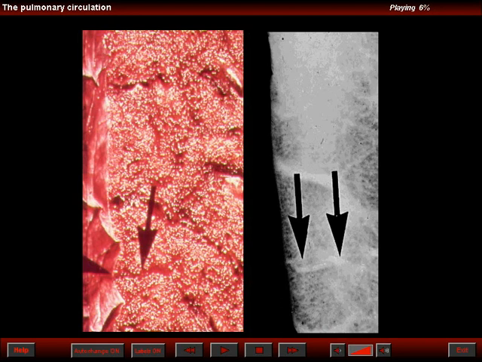This is a specimen to your left and a radiograph of the specimen to your right, indicating with the arrows the walls of the pulmonary secondary lobule. When thickened, they form what has been described as the septal lines or the Kerley B lines.